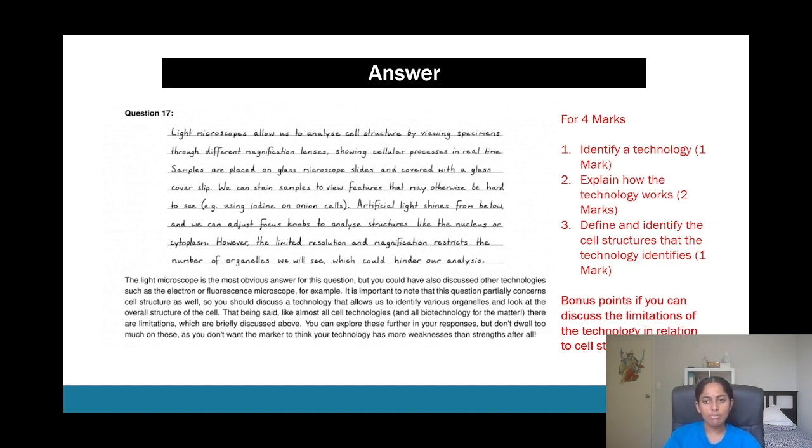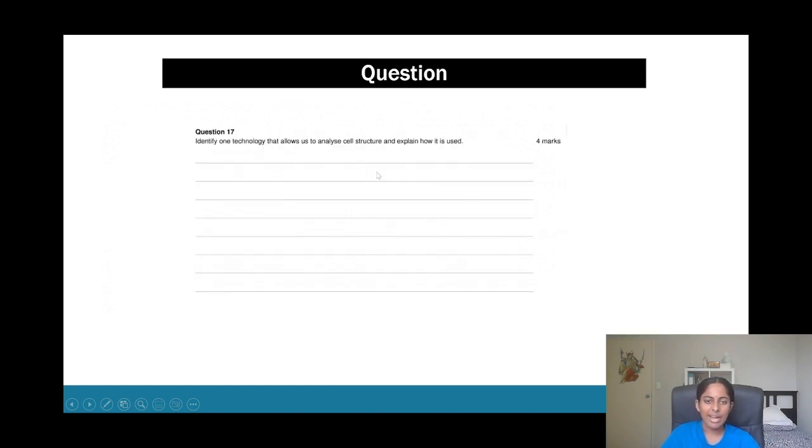And you would also get some bonus points if you can also discuss the limitations of the technology. One thing that light microscopes don't allow us to do is see other structures, something like the mitochondria. So if that's a limitation, you can write that down and you would be getting bonus marks.